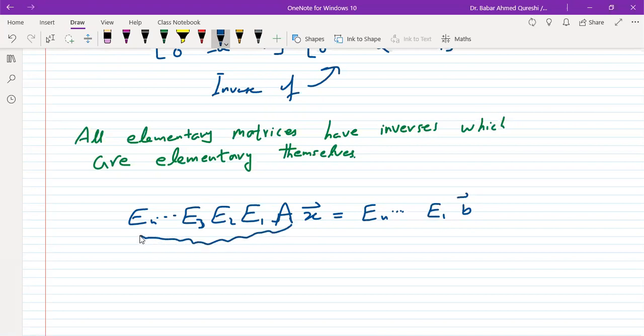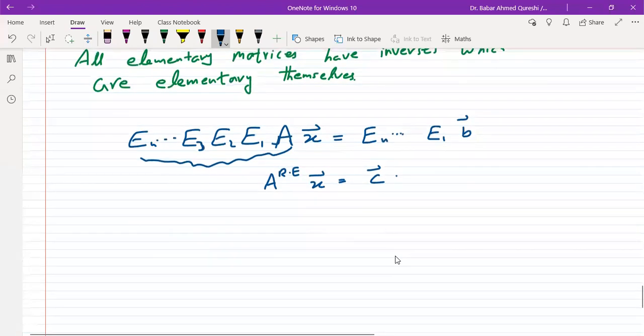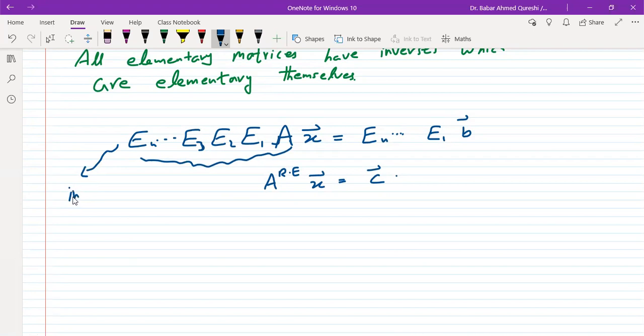So this guy, I'm changing to the reduced echelon form. And whatever I get over here, I get. Since all of these guys are invertible, the product is also invertible. We proved it last time. The product is also invertible.